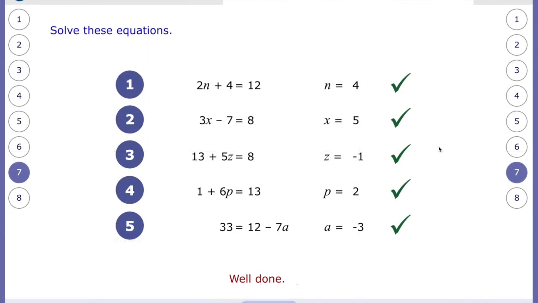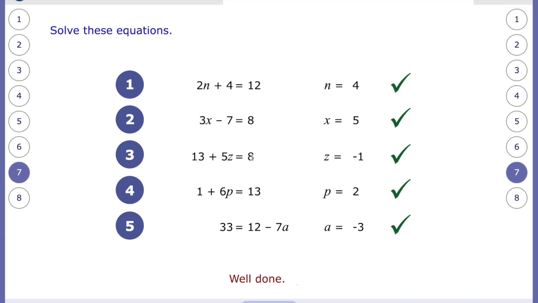Answers. So a couple were quite tricky. So if we look at the first one, all I did was subtract 4 from 12 to make 8, and then I knew 2 times 4 makes 8. On the second one here, 3x subtract 7, we did 8, add 7 was 15. So 3 times 5 equals 15, basically. So x equals 5.